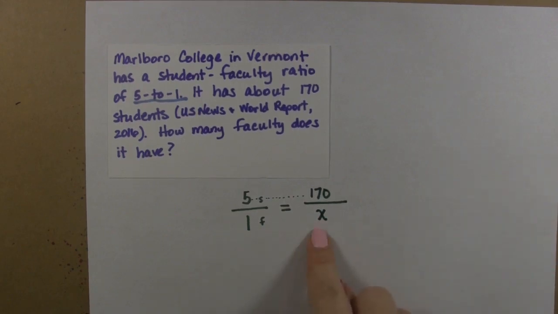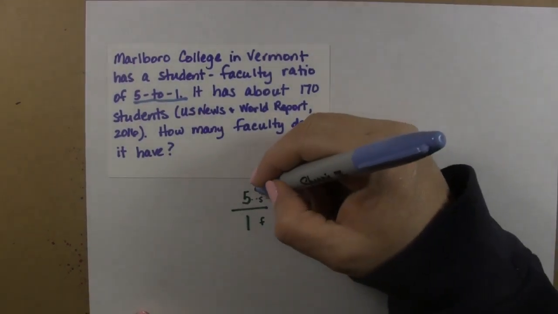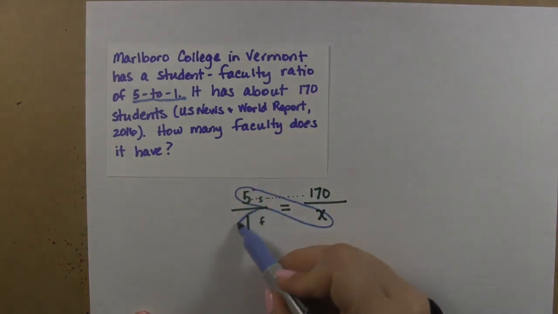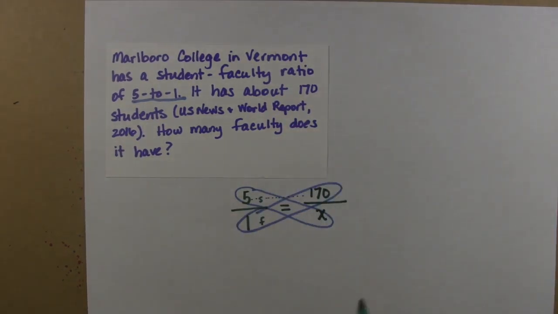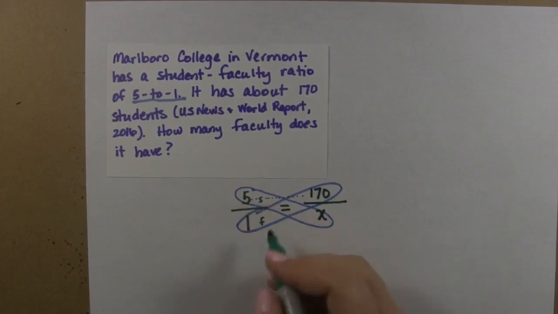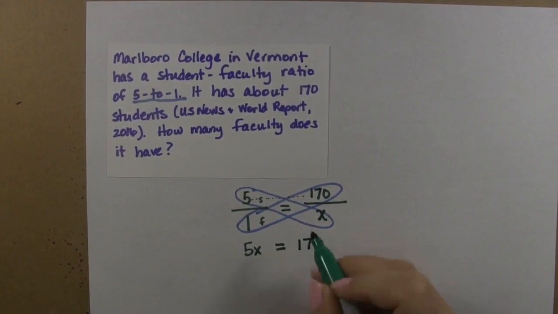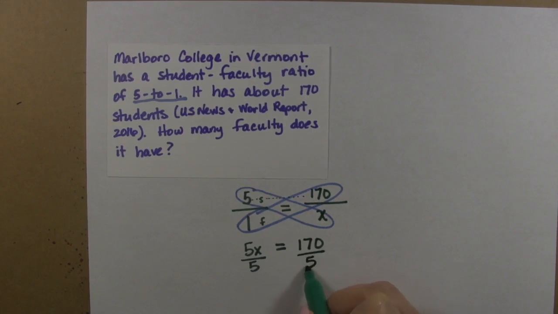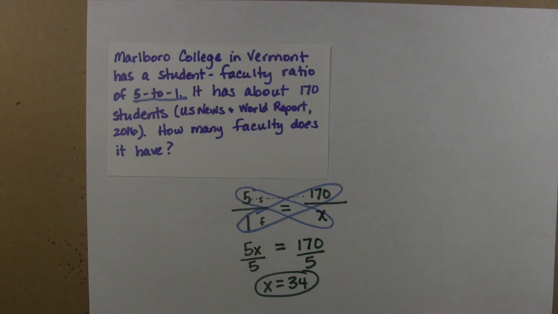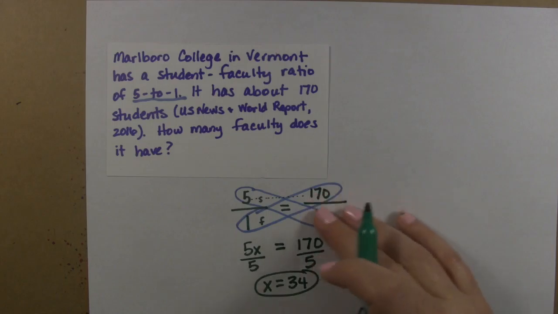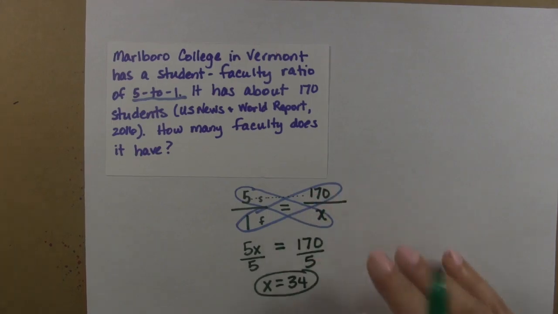Now, whenever you have two fractions set equal to each other, you can cross multiply, which is just a wonderful thing. So that would give us 5 times x, or 5x, equals 1 times 170, which gives us 170. Divide both sides by 5, x equals 34. So this particular college has 34 faculty members. That is what we're able to calculate because we set up this proportion. Great, let's do another example.